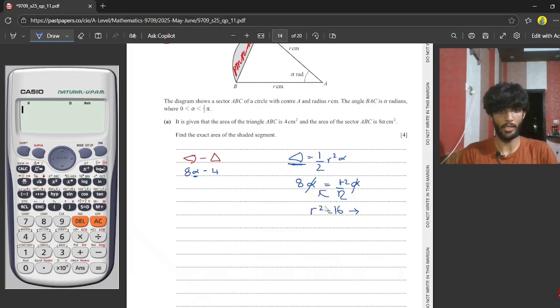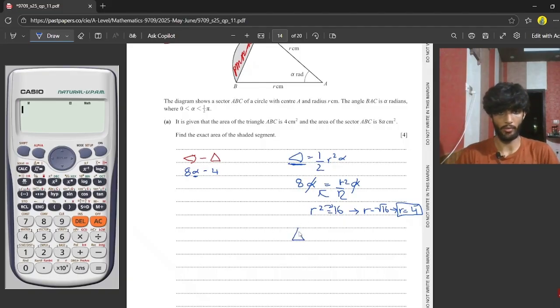And we can further simplify this by taking the square root, and we'll get r is equal to square root 16. Now do we take the positive value or the negative value? No, we take the positive value. Why? Because radius is a length. The length cannot be negative. So this is simply just going to be 4. Radius is 4 centimeters. Now, how do we find what alpha is? And that's not hard at all.